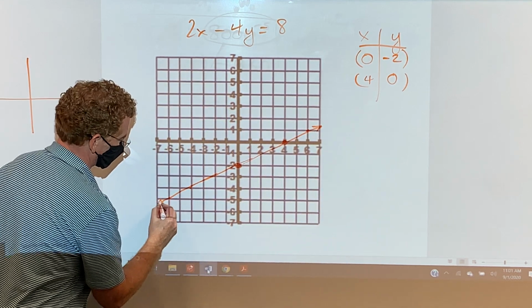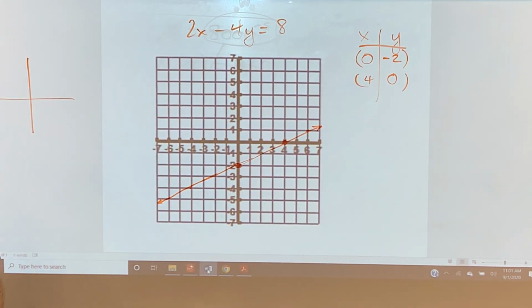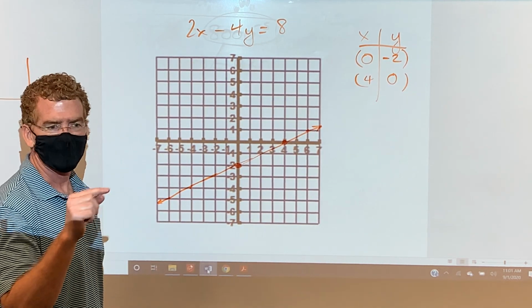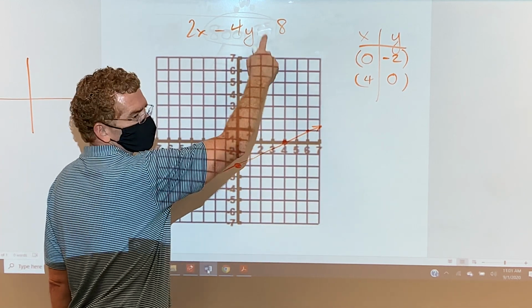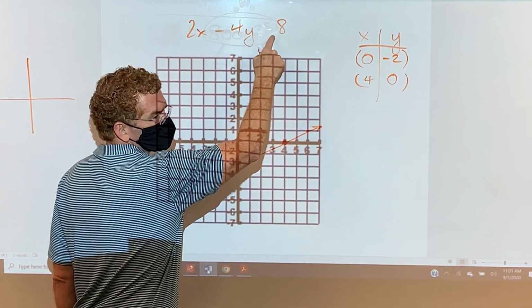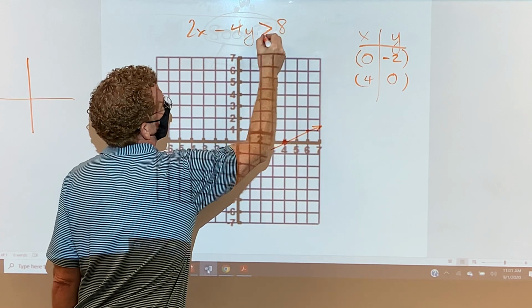Now, if you're looking at this and going, we already did this like a million times earlier this chapter, here's how your problem is going to change now. You're going to get the same thing here, but instead of having greater than, or I mean equal to, you're going to have something like greater than.